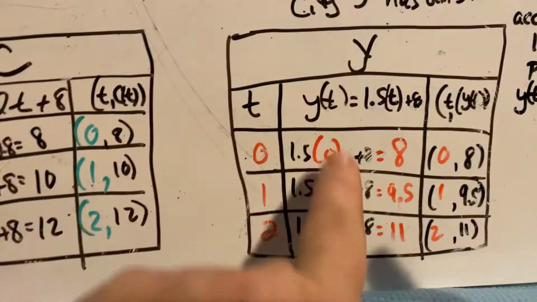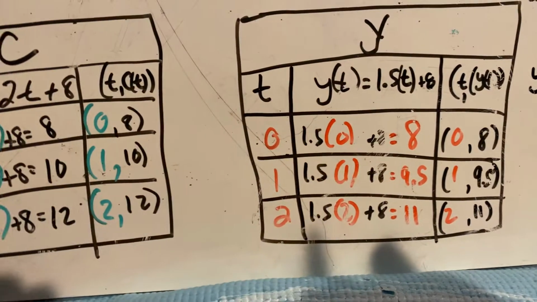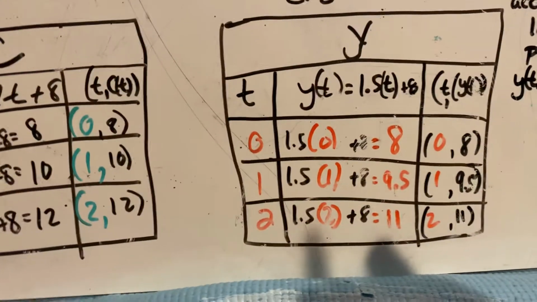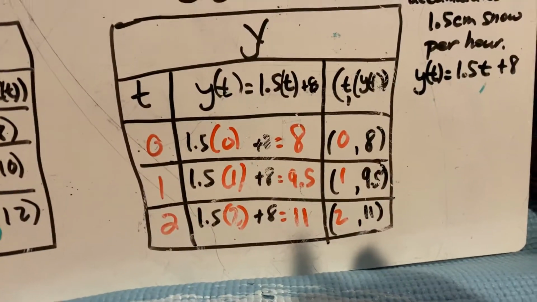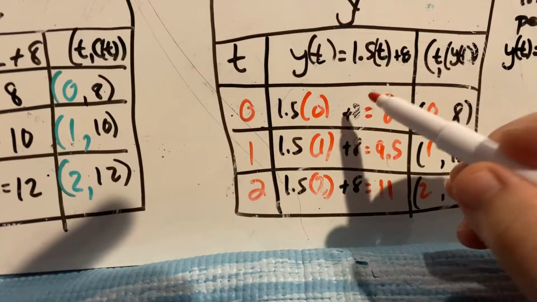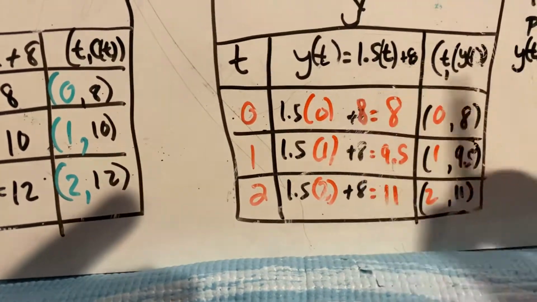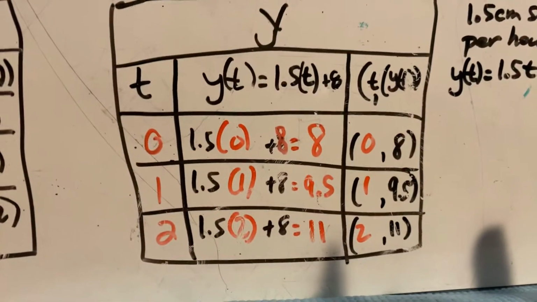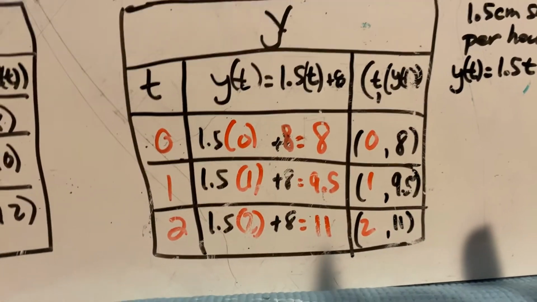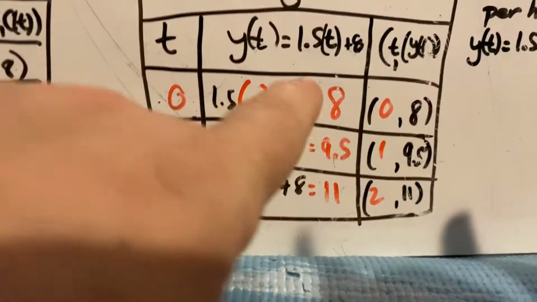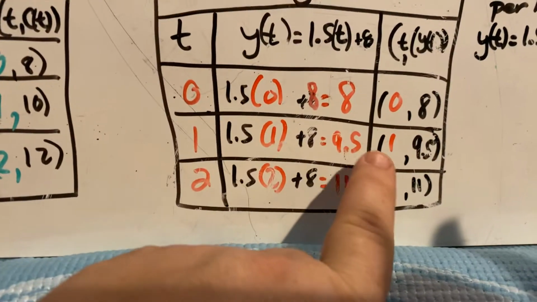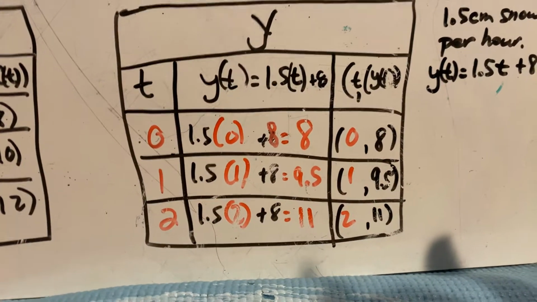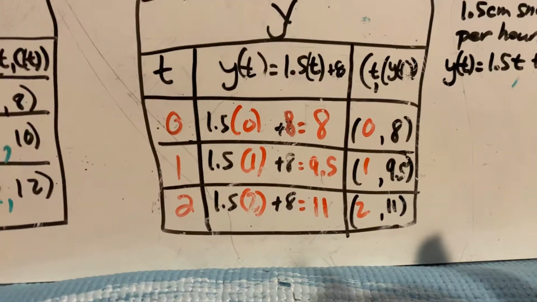So I go ahead and substitute. I have 1.5 times 0 plus 8. 0 plus anything is the number, okay? And so I get 0 goes to 8. Sorry again, guys. Using dry erase board, sometimes they scratch each other off. After 1 hour, 1.5 times 1 is 1.5 plus 8 es nueve y medio, or 9.5 centimeters. 1 goes to 9.5 centimeters, and 2 hours will give me 11 centimeters.